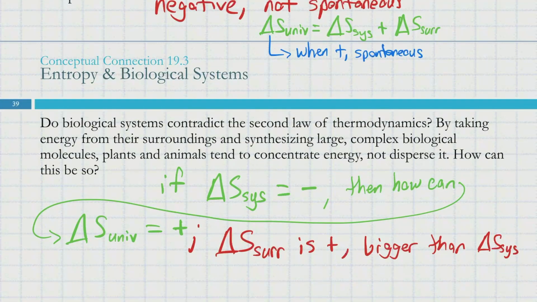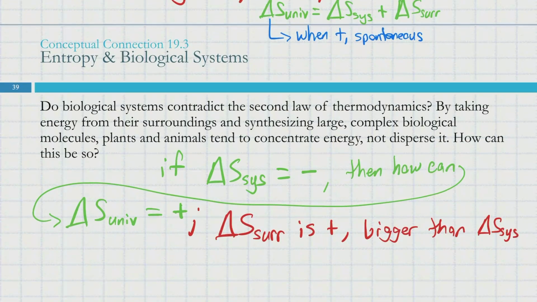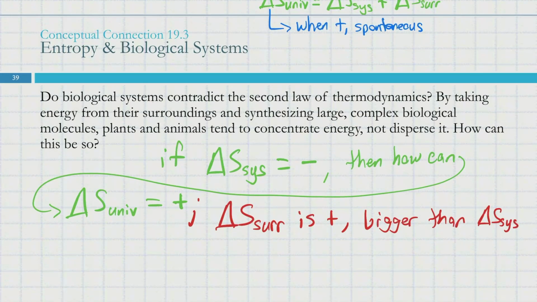So we're putting a lot of energy, concentrating a lot of energy into these biological molecules. At the same time, we're producing a lot of heat that we're dispersing out into the environment. We're burning a lot of energy to put together these biological molecules. So we're not violating the second law of thermodynamics. The change in entropy of the universe is still increasing.